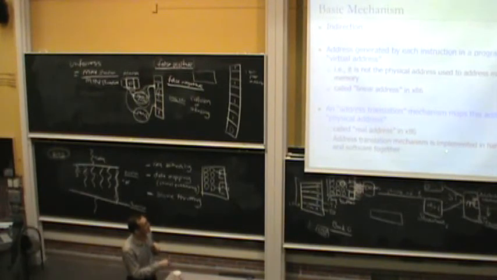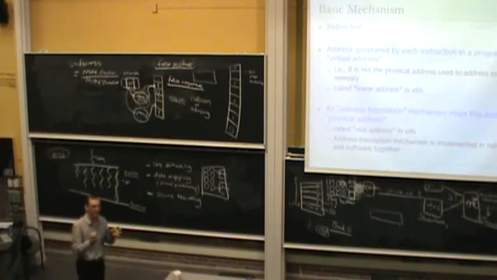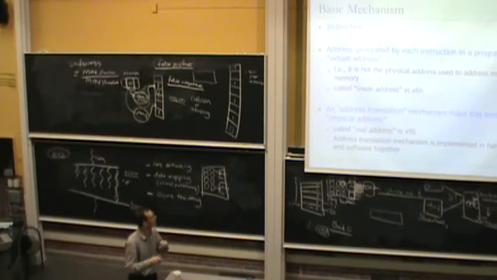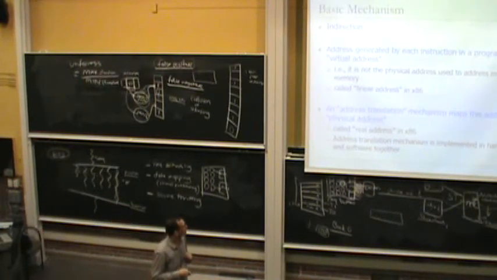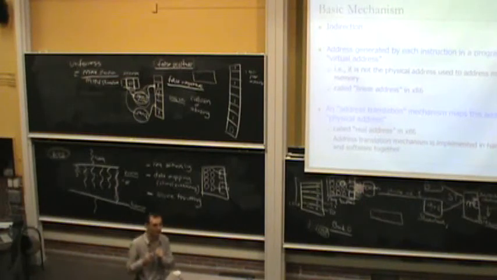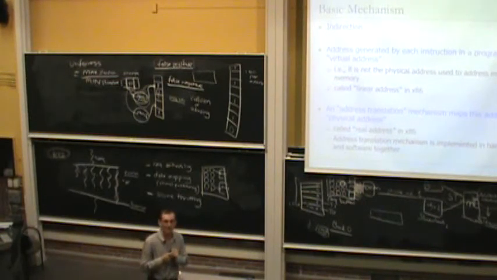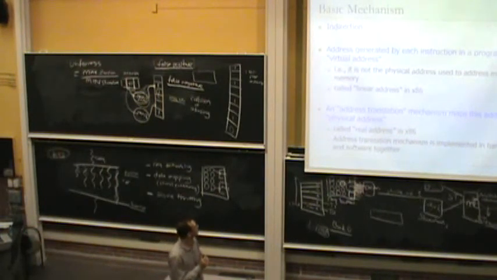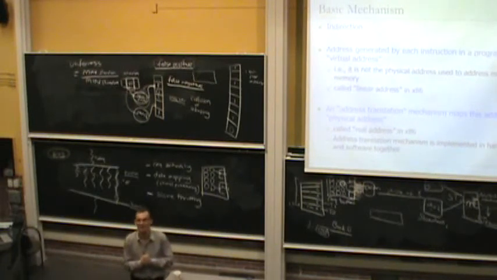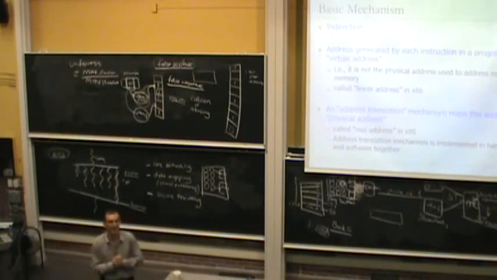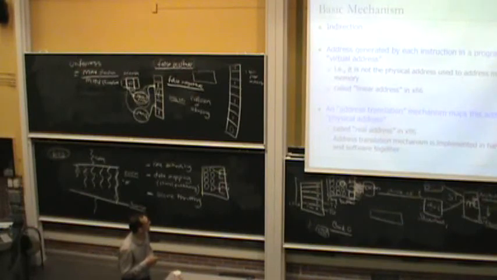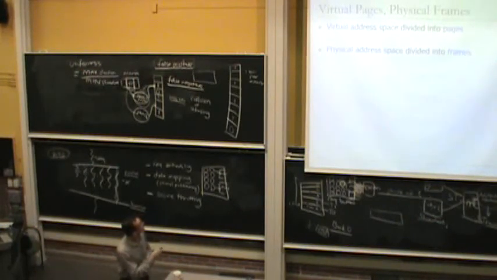This is called the real address in x86. And this address translation mechanism is implemented in hardware and software together. And that's a very important part of virtual memory. It's a hardware-software cooperative mechanism. You could do it purely in software, which means that it'll be extremely slow. You could do it purely in hardware, which means that your operating system cannot manage some things, and things may become very difficult. But it's done together.